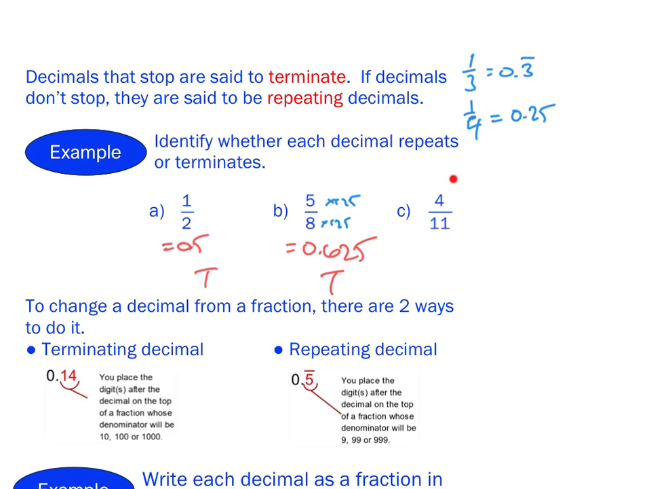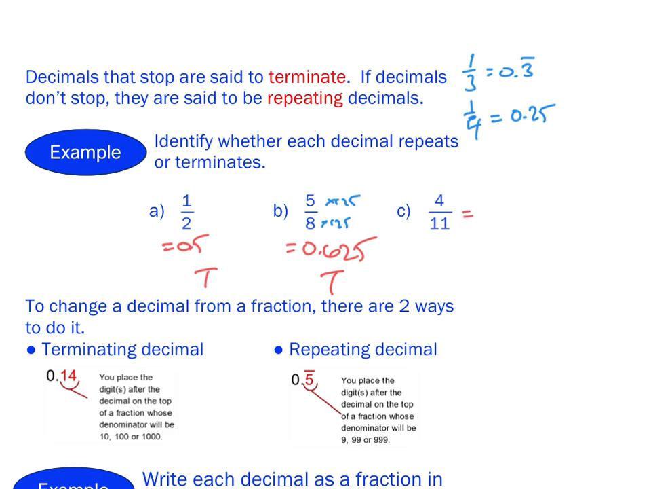Next question, we've got 4 out of 11. And actually 11's not bad for what it is, but you cannot make the bottom 10, 100, or 1,000. Use your calculators. Tell me what 4 out of 11 is. You've got to get a repeating number.